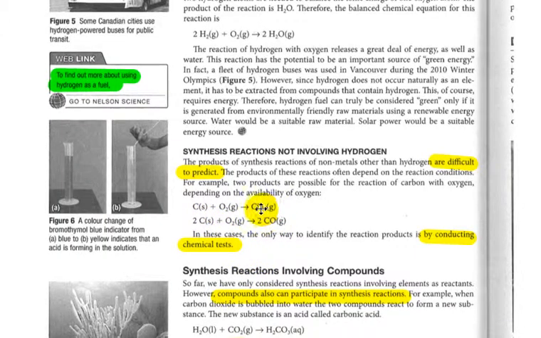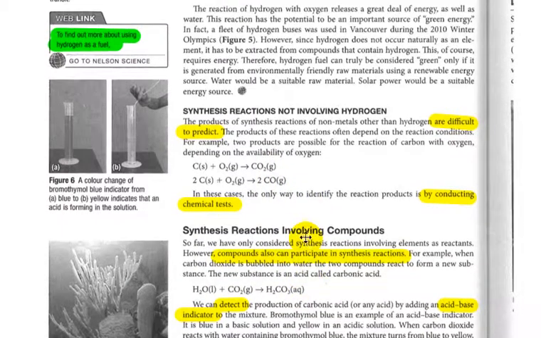So to figure out which one we would get, we'd have to conduct some chemical tests to see if the gas is carbon dioxide or carbon monoxide. So some of these are somewhat difficult to predict because there are more conditions that are addressed there.